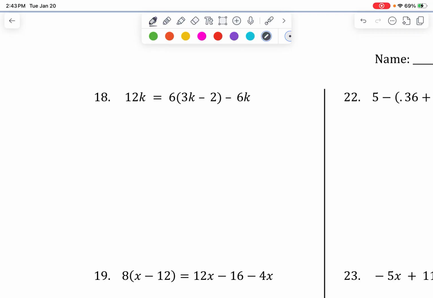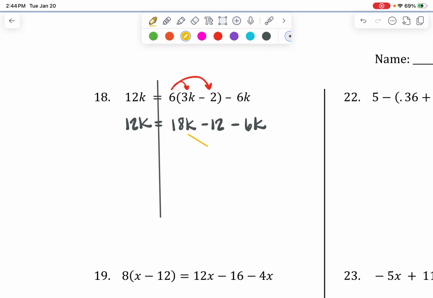So on number 18, again, I'm going to go kind of fast. So we have parentheses. It's the same steps over and over and over again, right? So let's see, that's going to give us 18K minus 12. And I'm going to bring down everybody else. All right, and then something I happen to notice is that I have 18 Ks and negative 6 Ks, right? So I'm going to put CLT for combine like terms. And so if I combine those on that side, it's going to give me 12K minus 12.